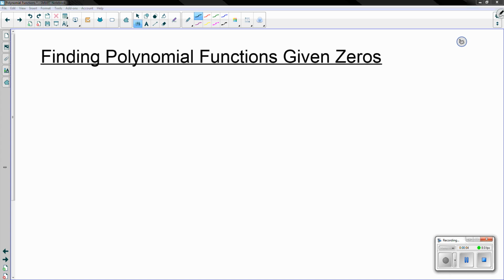Finding polynomial functions given zeros. There are a few concepts that we're going to cover before we jump into some examples, the first of which is linear factorization.